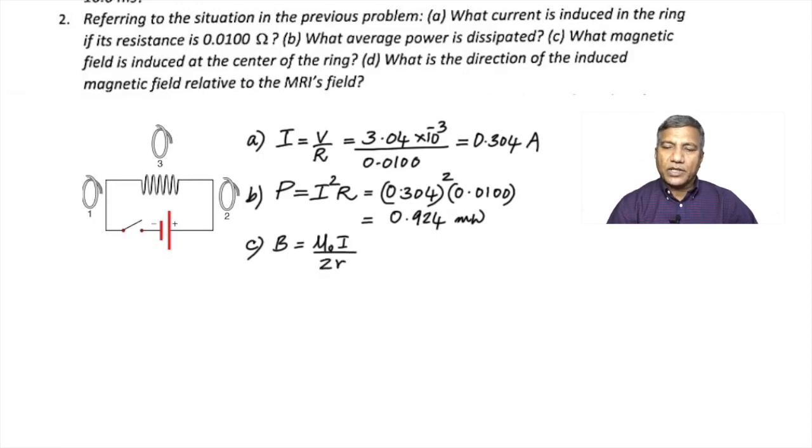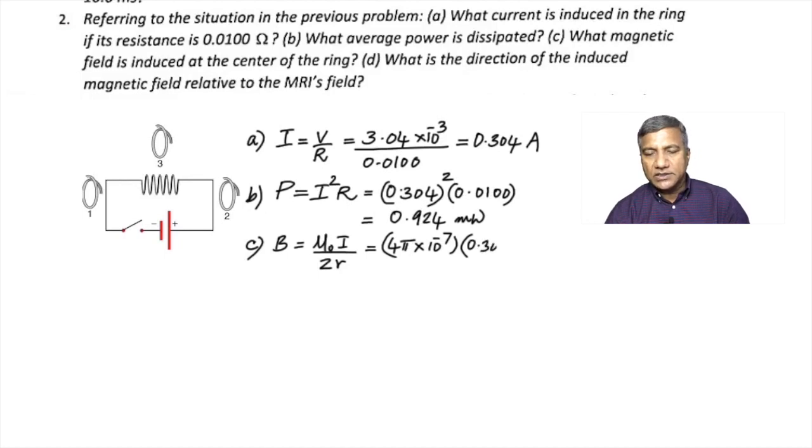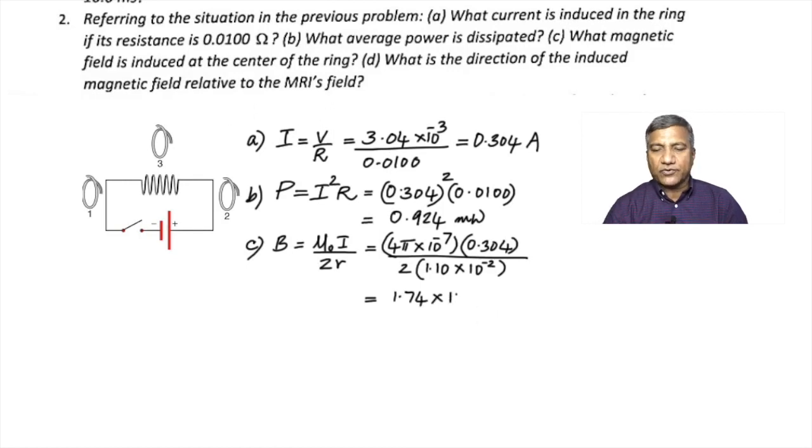And in C, we are asked to calculate the magnetic field induced at the center of the ring, for which we go to the formula for magnetic field in the center of a ring due to a current flowing through it. So that formula is mu naught I by 2 times the radius. Mu naught is the permeability of free space, which is 4 pi times 10 to the negative 7. The current in this case is 0.304 ampere, and the radius is, in that previous problem, the radius was given as 1.1 centimeters. So that's where I'm getting that from. So when you calculate, you get 1.74 times 10 to the negative 5 Tesla.